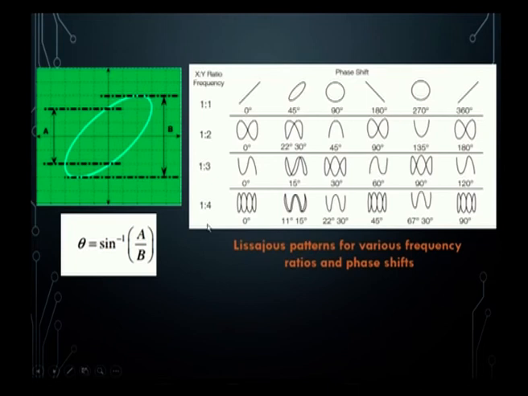These are also the different Lissajous patterns for various frequency ratios and phase shifts that we observe here. If the x and y frequency ratio is 1:1, these are the different phase shifts that we can observe on the screen. For 0 degree phase shift, this is how we get the output on the screen. Similarly, for 45 degrees, this is the Lissajous pattern that we get on the screen.